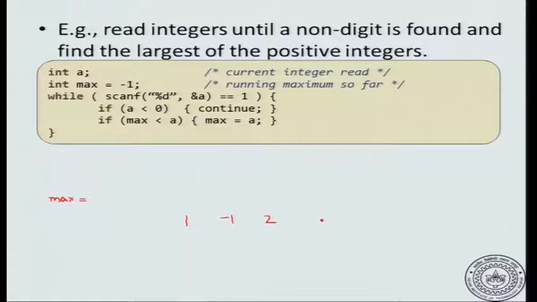Since we are looking at the largest of the positive integers, I can initialize maximum to 0. Then I look at the first one, the maximum read so far, so it's a positive entry, so I will update max equal to 1. Okay. Then I read the next number and it's a negative number, so skip it. Then I read the third number, which is a positive number, so I will update the maximum to 2.